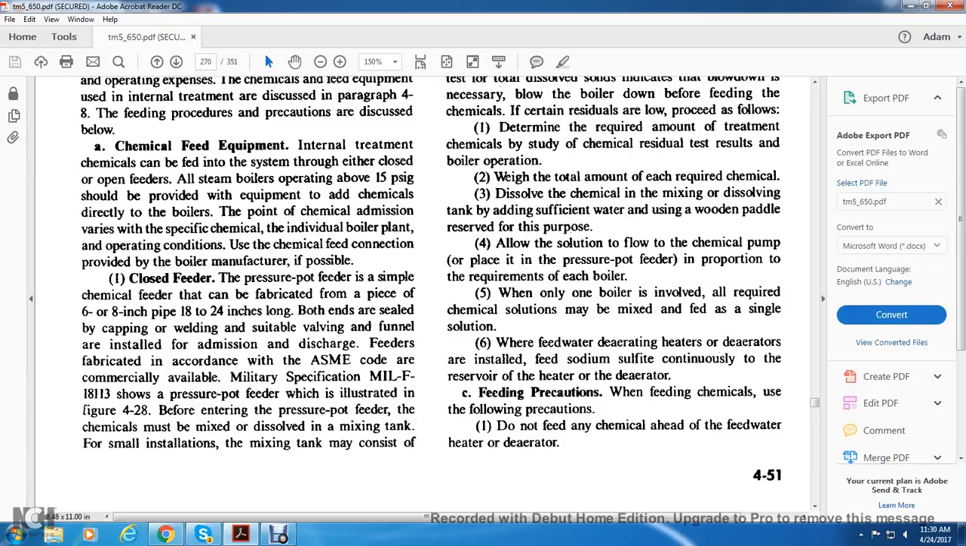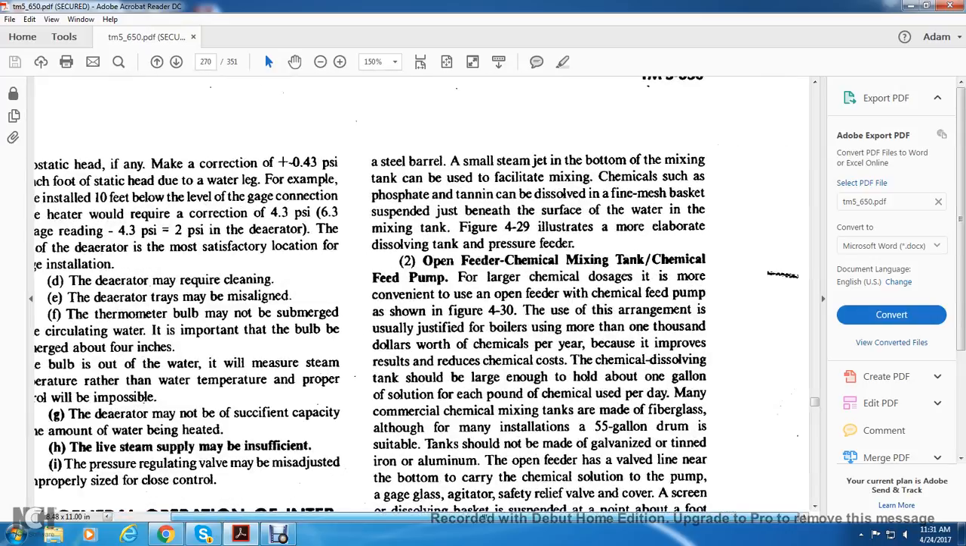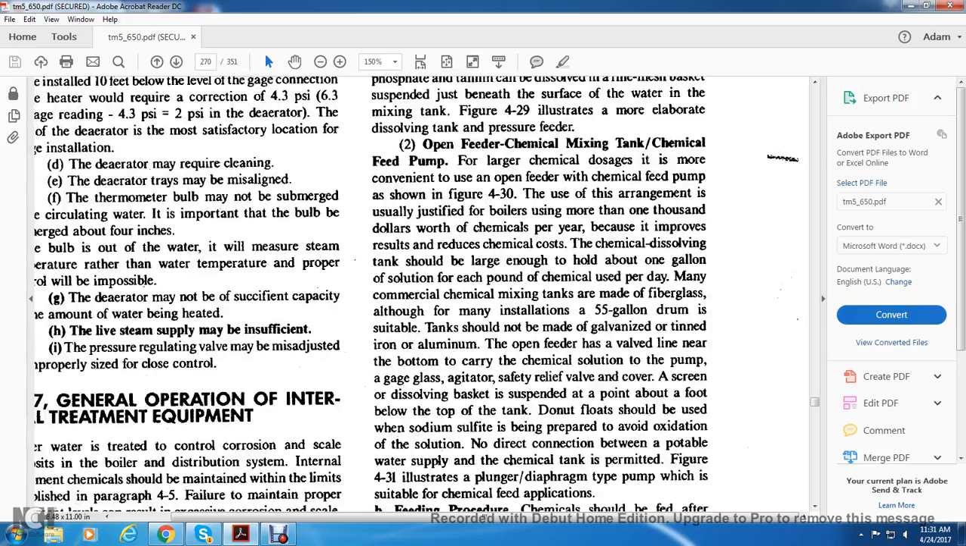Before entering the pressure pot feeder, the chemicals must be mixed and dissolved in the mixing tank. For a small installation, the mixing tank may consist of a steel gauge and a steel barrel. A small steam jet at the bottom of the mixing tank can also be used, facilitating the mixing. Chemicals such as phosphate are dissolved with a fine mesh pellet bag suspended just beneath the surface of the water in the mixing tank. Figure 429 illustrates the most elaborate dissolving tank operating under pressure.